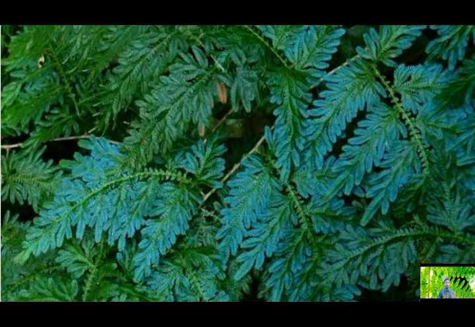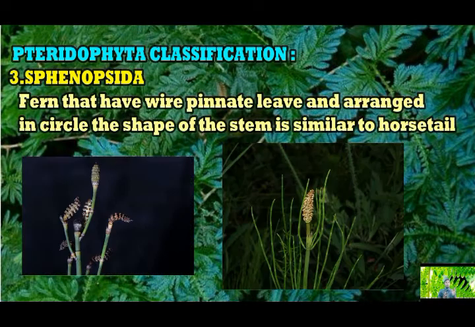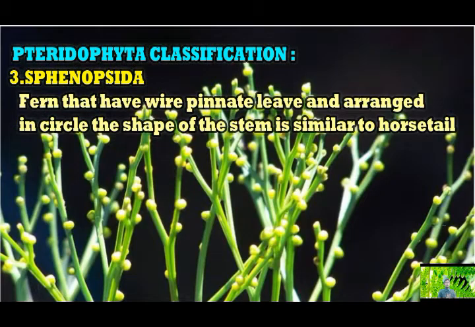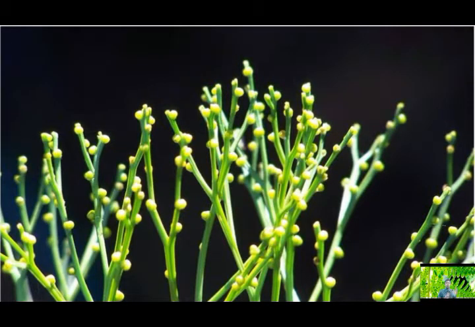Or the third, SPHENOPSIDA. It can be said horsetail plants are ferns that have wide pinnate leaves, and the leaves are arranged in a circle. The shape of the stem is similar to a horsetail. Therefore, this group of plants is called horsetail plants. An example of this plant is Equisetum sp.